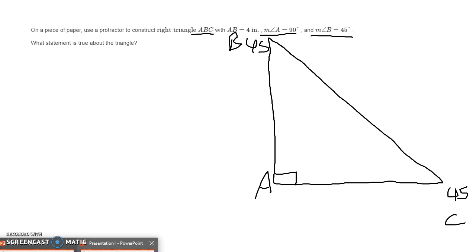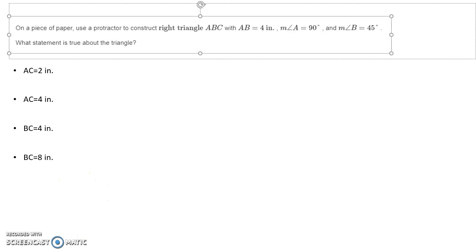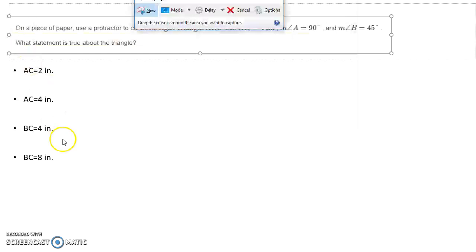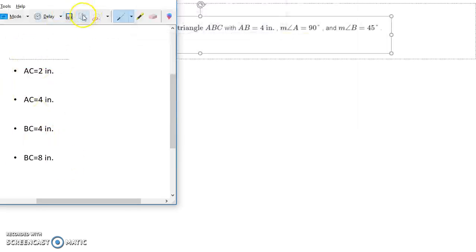Back for our options. I'm going to snip these.